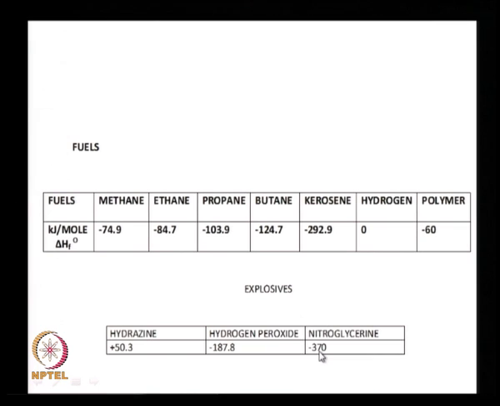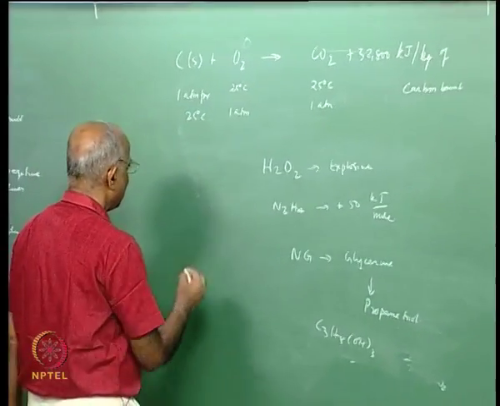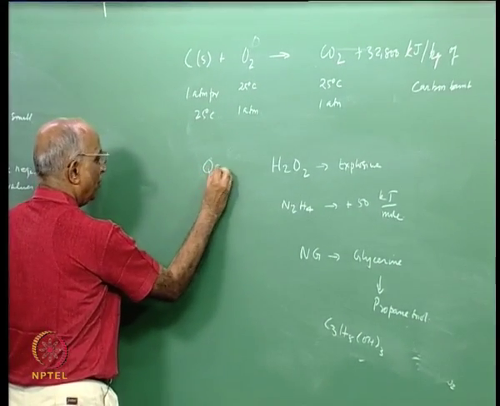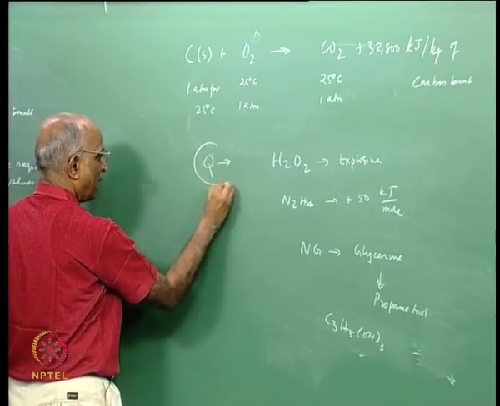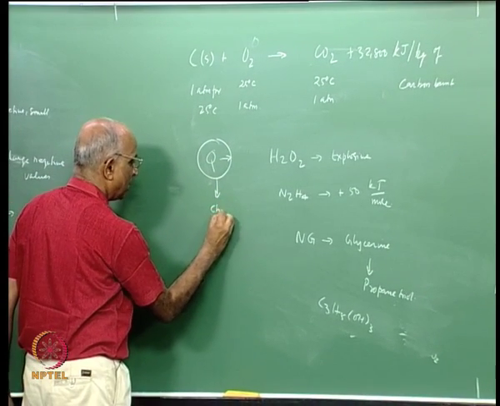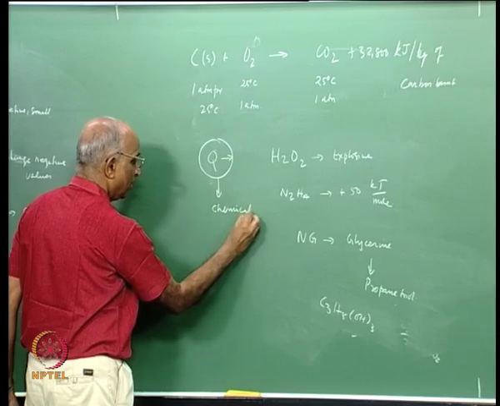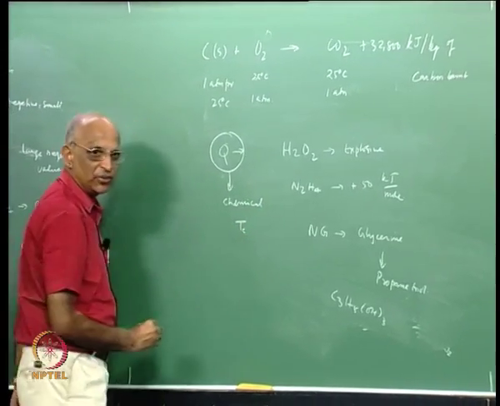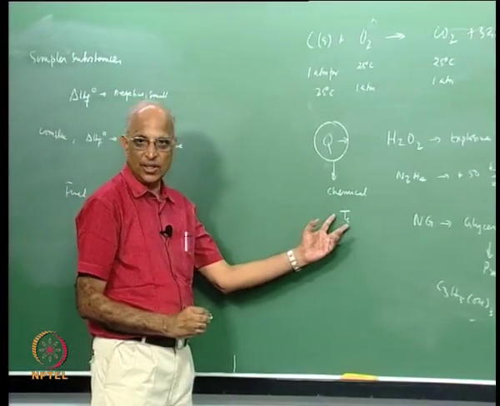Therefore, we are looking at the heat of formation of the different substances, and based on this heat of formation of the different substances, we would like to find out which chemical when it reacts gives maximum heat, and therefore under what conditions can I have chemicals which will give me a high value of temperature. I will continue with this in the next class.